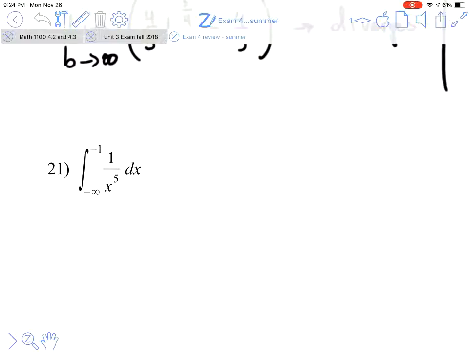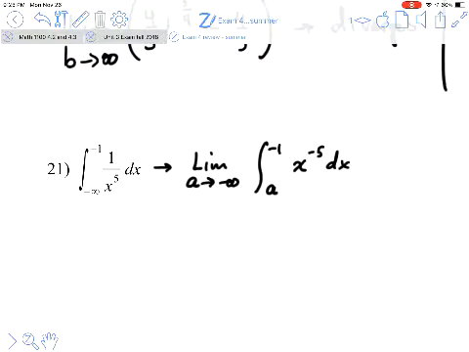Okay, number 21, we have the same thing. We're going to evaluate this improper integral by evaluating a limit. Now, since the lower limit is negative infinity, I'm going to use the limit as a approaches negative infinity, and then the integral becomes from a to negative 1, and I'm going to switch it to be x to the negative 5th. The antiderivative of x to the negative 5 is x to the negative 4 divided by negative 4. We're going to evaluate that antiderivative from a to negative 1.